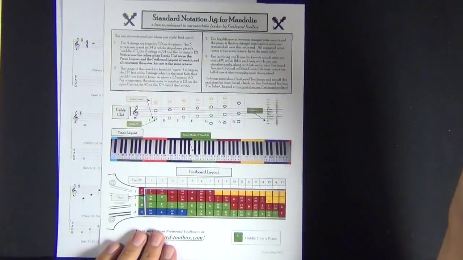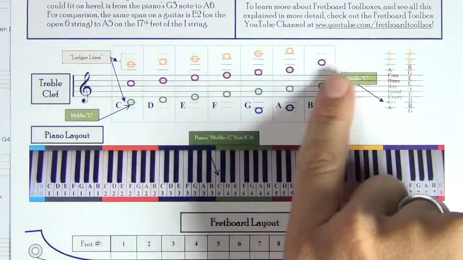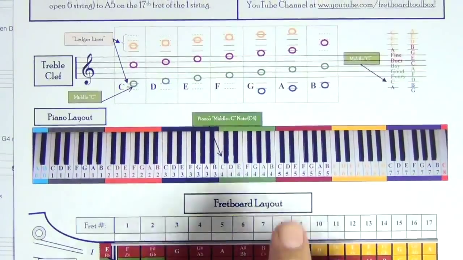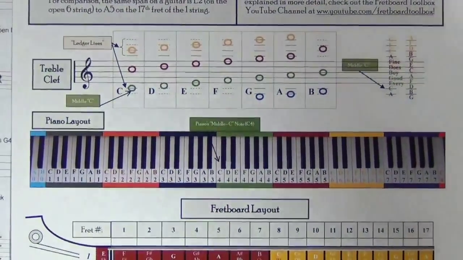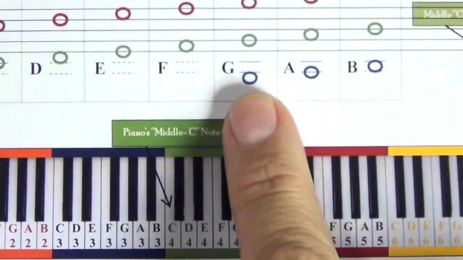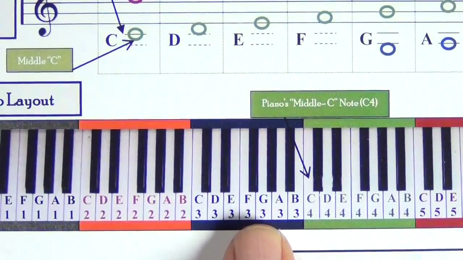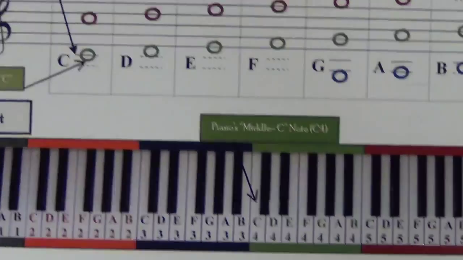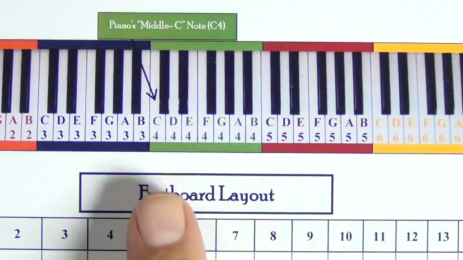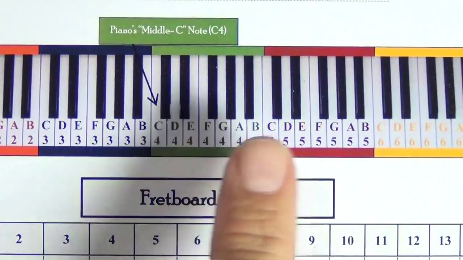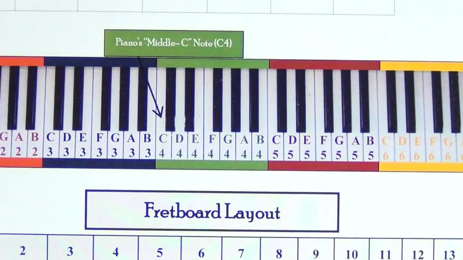If we look first at this standard notation jig for mandolin, this has a color coding for these notes on the treble clef. And if you look at the color coding and then you look down here on a piano, you'll see the same colors. So like this blue G right here on the treble clef is this blue G right here, G3 they call it on a piano. Piano notes have different octaves, and each octave is given a number. So middle C, what people call middle C, is C4 on a piano.